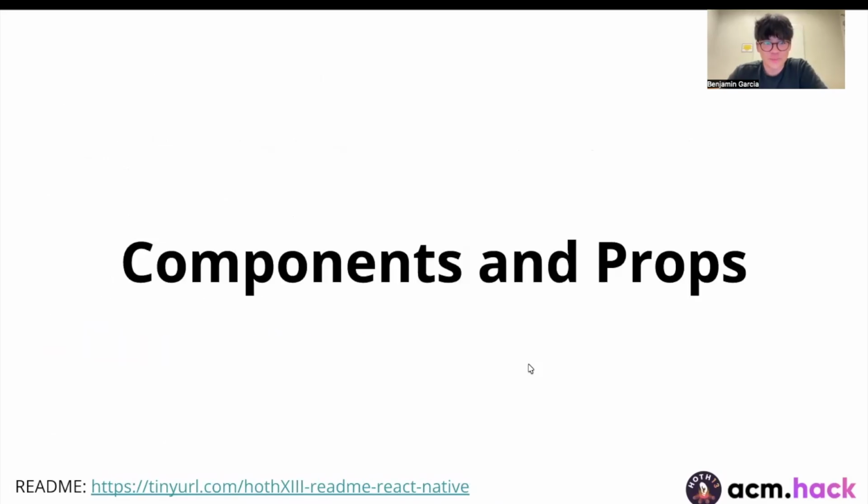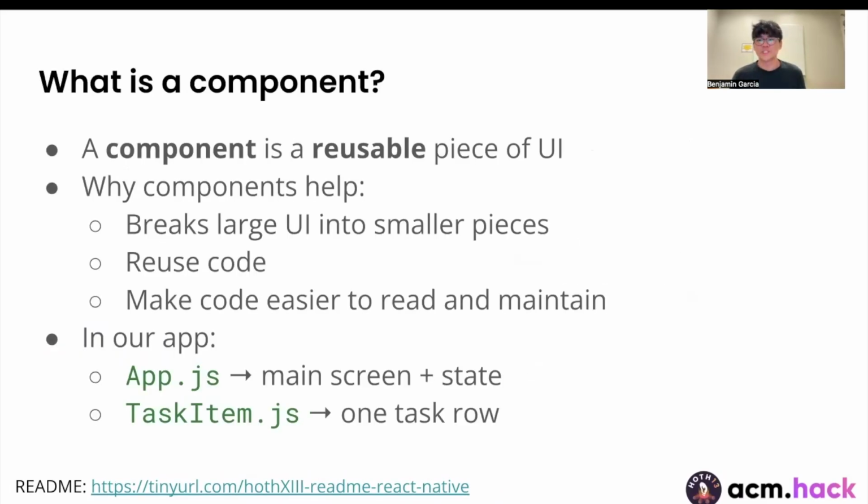Okay, so components and props. So what is a component? A component is a reusable piece of the user interface. So why care, right? An approach could be to just have one long file, but then it would be difficult to iterate on, difficult to read, and harder to debug. Components help because they break large user interfaces into smaller pieces. So it makes our code reusable and easier to read and maintain. For today, since we want to keep it simple, in our app we're only going to have two components, or rather one component, and then App.js will be our main screen. It'll handle all the state, and then TaskItem.js is just one task row.